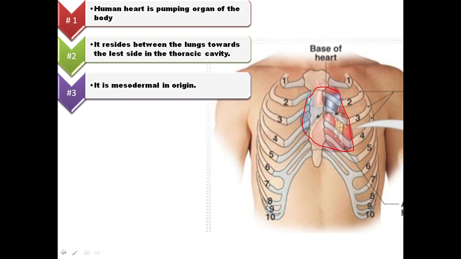It is mesodermal in origin. That means that during the development, there are three germ layers which are produced during gastrulation. First is the ectodermal, then the mesodermal, then the endodermal. Mesodermal is the middle layer. Ectodermal is the outermost layer, which will form the skin and the nervous tissue. The mesodermal layer forms the bones and muscles, and the endodermal layer will form the different systems. So the human heart is mesodermal in origin.